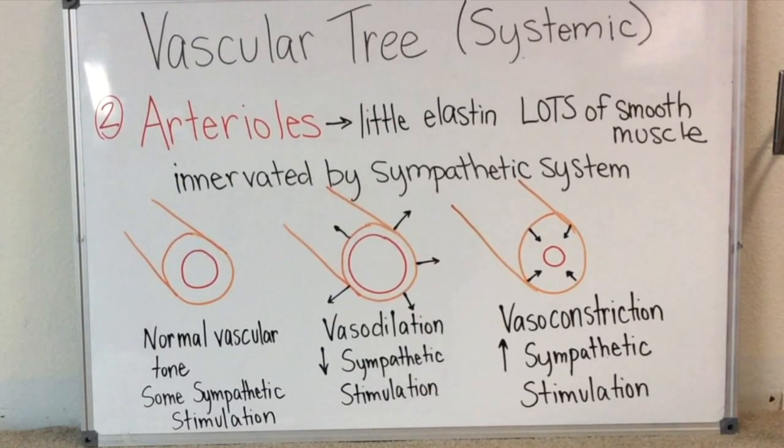Vasoconstriction results in a narrowing of the vessel due to increased stimulation by the sympathetic nervous system, causing the smooth muscle to clamp down further on that blood vessel. This narrows the pathway for blood to flow, increasing resistance and thereby decreasing blood flow into that organ system.